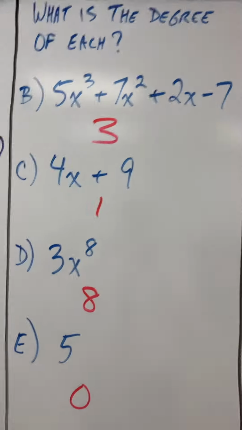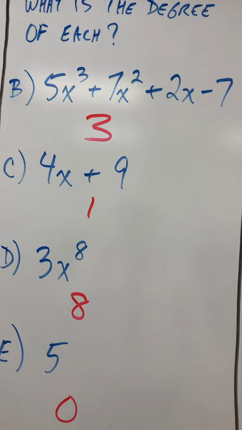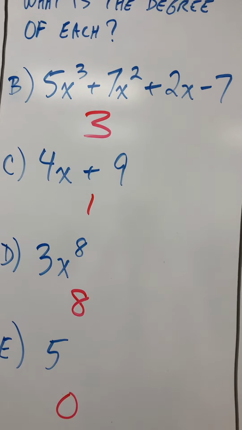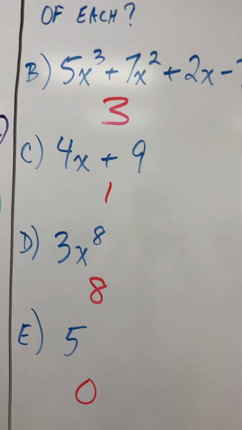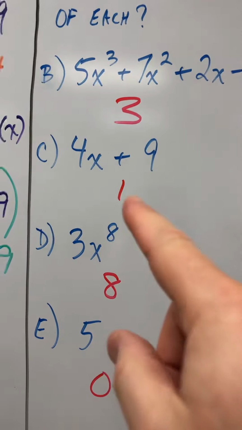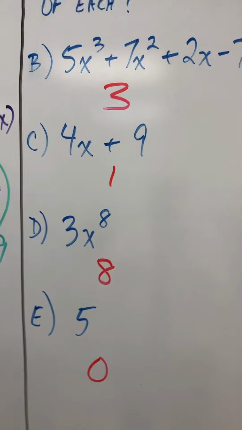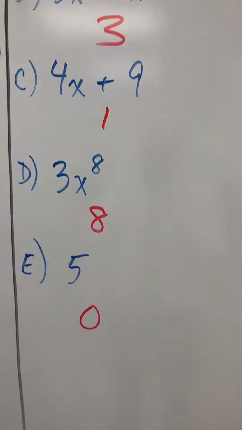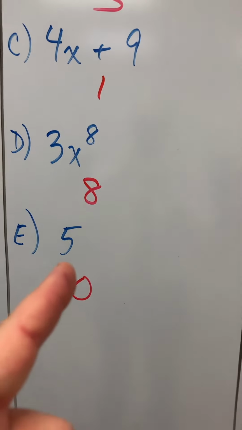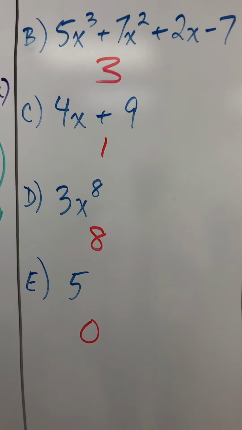Over here, what is the degree of each polynomial? All you got to do is take the highest exponent. What's the highest exponent here? 3. What's the highest exponent here? This is x to the first, 1. What's the highest exponent here? 8. Is there any exponent here? No, 0. That's the degree of each.